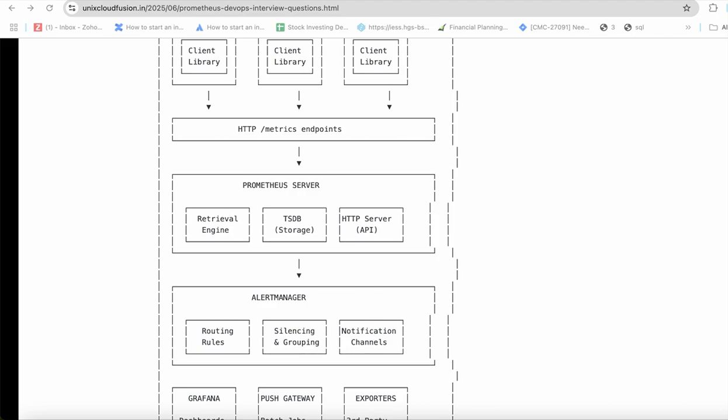Now, coming to the second component of the Prometheus server, which is TSDB, which stands for time series database. The time series database stores all your metrics and data efficiently. All the metrics that you are gathering are marked with a timestamp and stored. That's what the time series database really means. Now, what are the features?